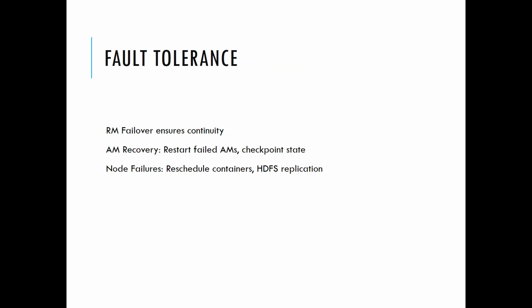YARN is built for failure. The RM's high availability ensures the resource management layer is resilient. For application fault tolerance, if an application master fails, the RM can automatically restart it, and the new instance can recover from a previous checkpoint to avoid recomputing all work. If a node fails, the RM will detect it via missed heartbeats and reschedule all containers that were running on that lost node onto healthy ones. Underlying data is saved through HDFS replication.